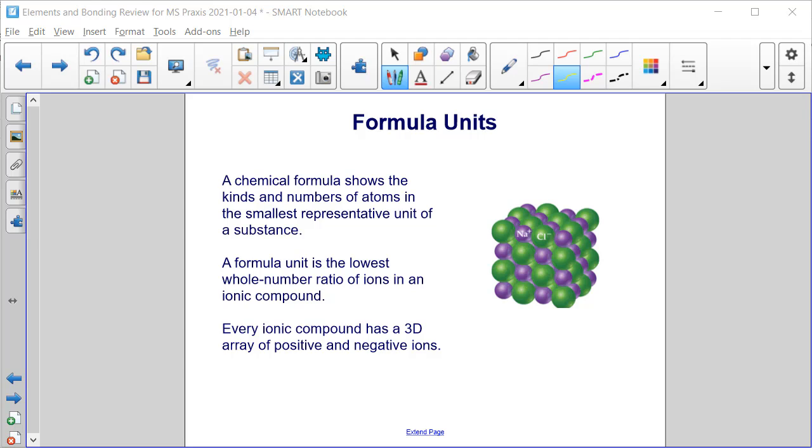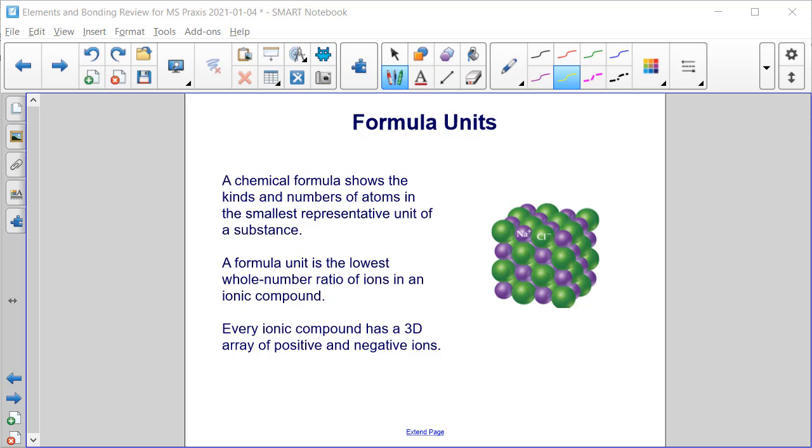We're going to continue to discuss ionic compounds and ionic formulas here in this next section, beginning with a discussion of formula units. So, a chemical formula shows the kinds of atoms and the number of atoms in the smallest representative unit of a substance. For an ionic compound, that lowest whole number ratio of ions is called a formula unit.